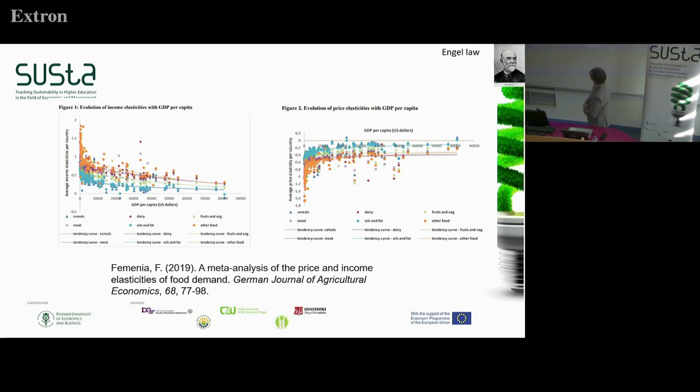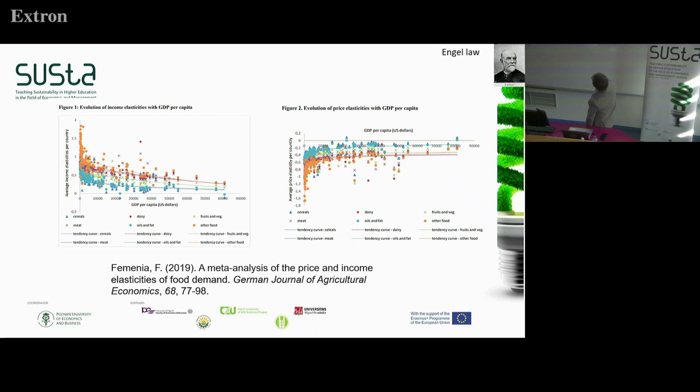Engel. Here you can see the graph. These two graphs are very interesting because they link income and GDP per capita. Okay? And the first graph separates cereal, dairy, fruits, meat, oil and fat. Okay? So you can see how the richer we are, the nicest food we buy.